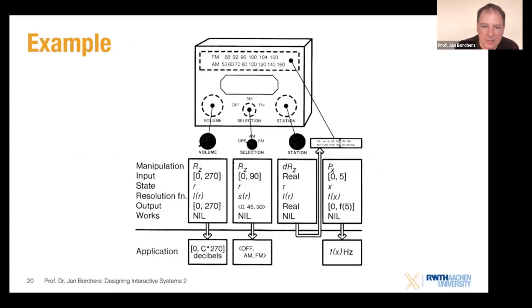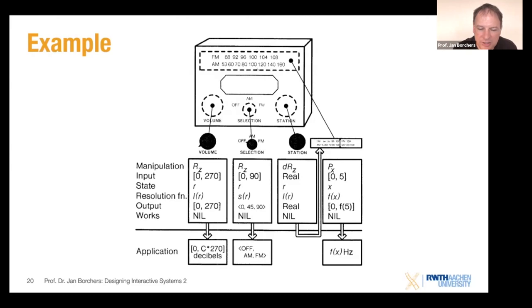First of all, we have up here the radio at the top, and the radio has a volume button that can be turned continuously. It has a selection button to turn it off or to choose AM or FM frequency bands. And then it has a station button, which you can turn, which moves the little needle at the top along this display and selects the actual frequency you're listening to. Let's look at the volume button first.